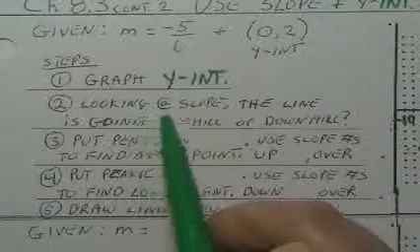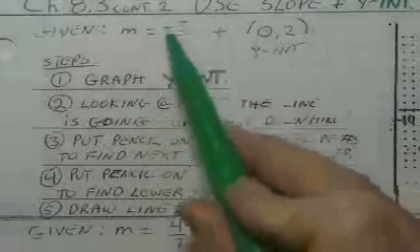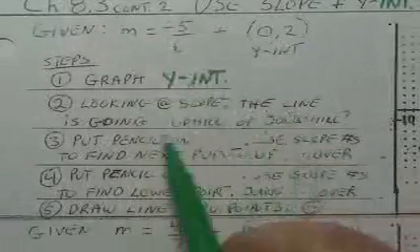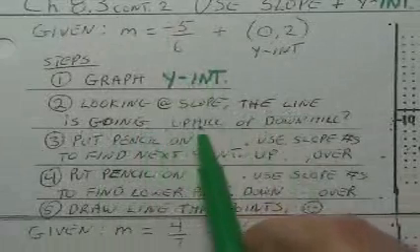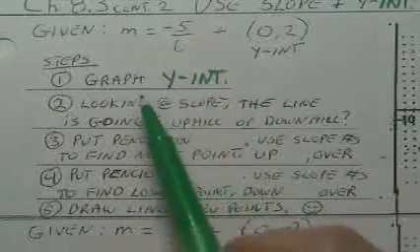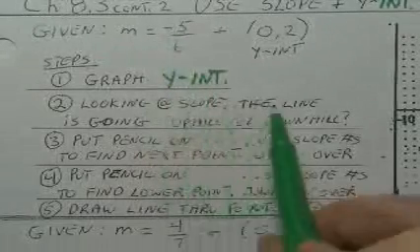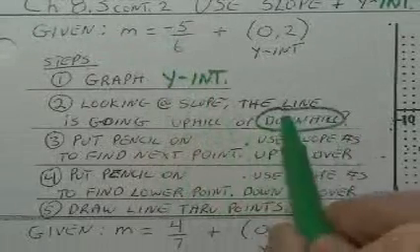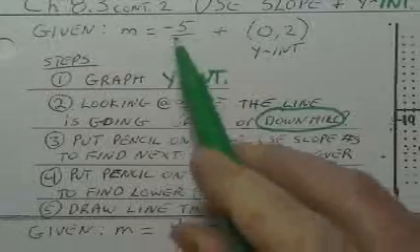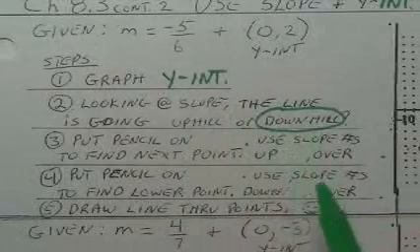Okay, step 2. Looking at the slope, the line is going, what? Is it going to go uphill or downhill? Look at the slope. You can see that it's negative, so that means it's going to go downhill because it's negative. Negative slope means it's going to go downhill.